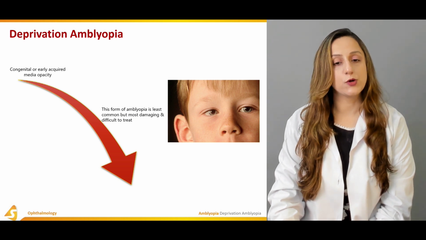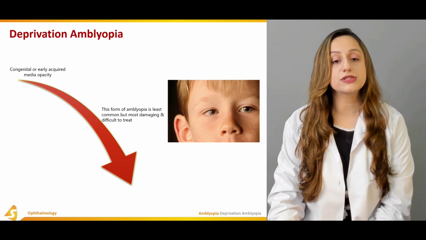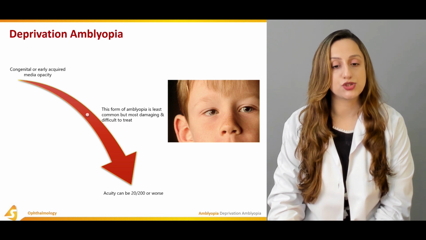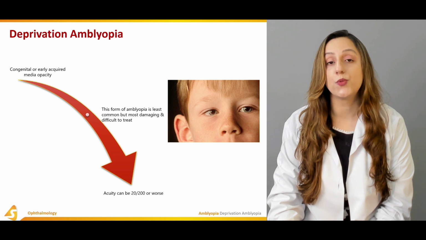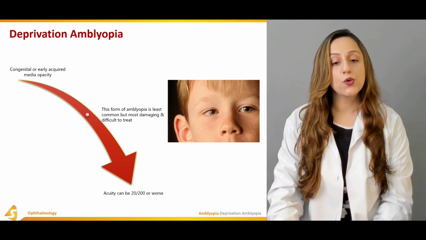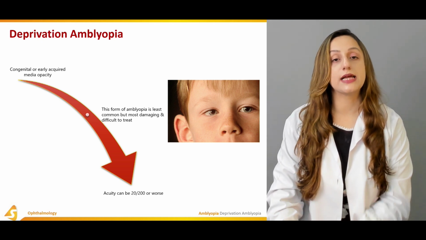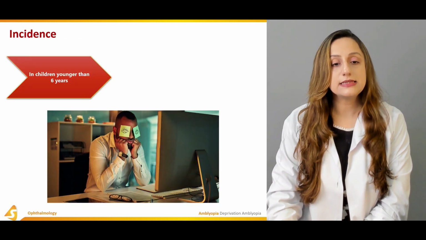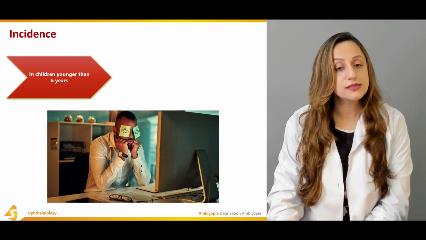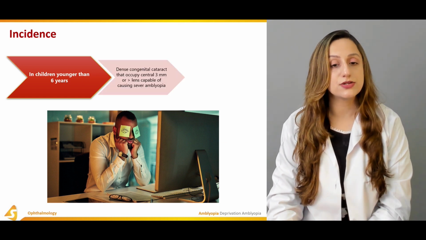This form of amblyopia is the least common but most damaging and difficult to treat in children. Acuity can decrease to almost 20/200 or even worse than that. So if left untreated, it can result even in complete blindness in children. The incidence in children younger than 6 years is very common.